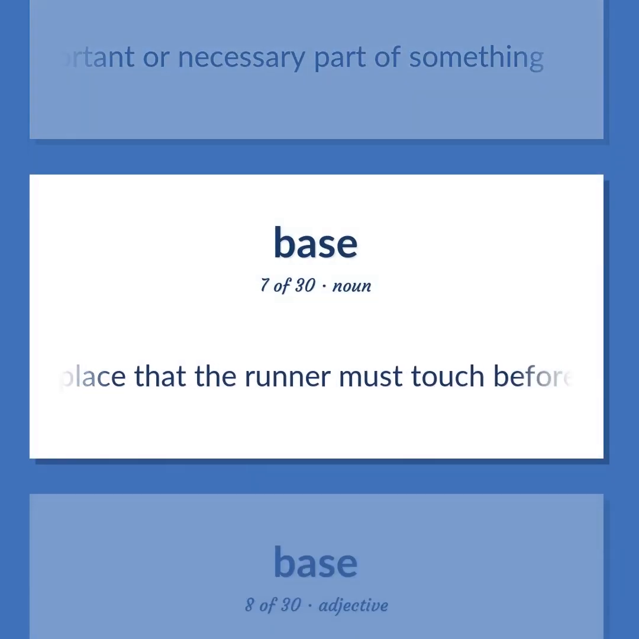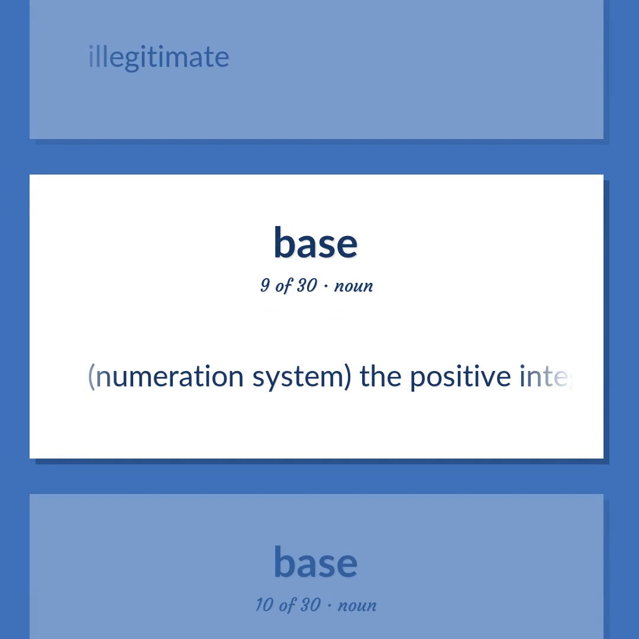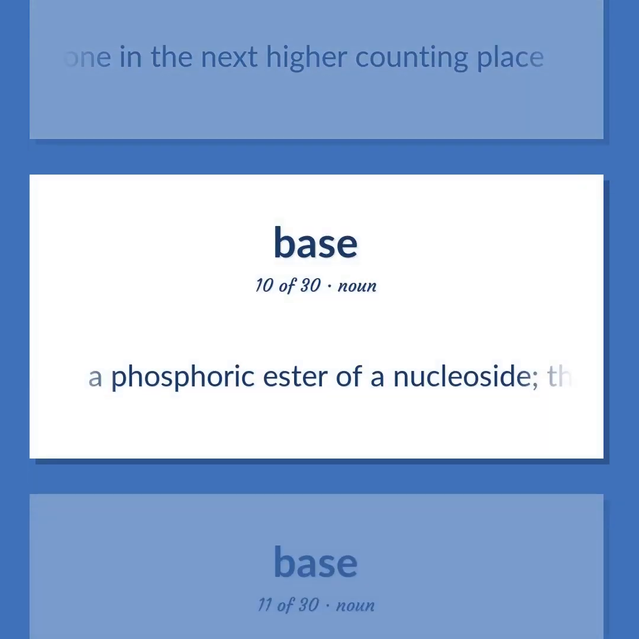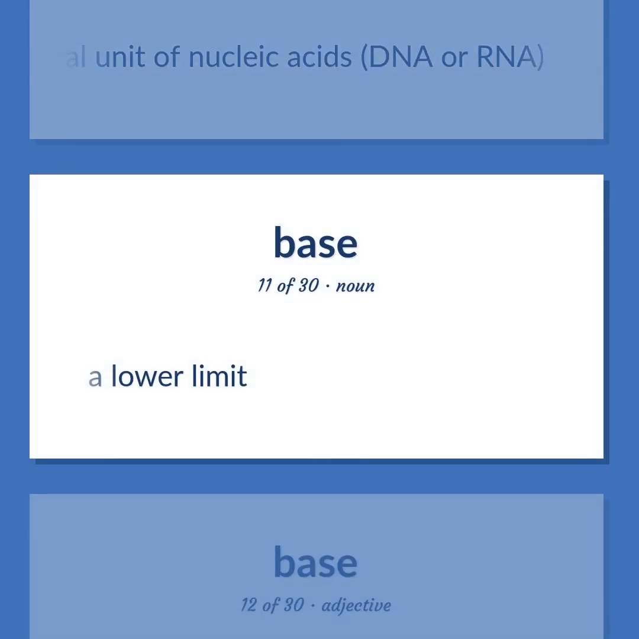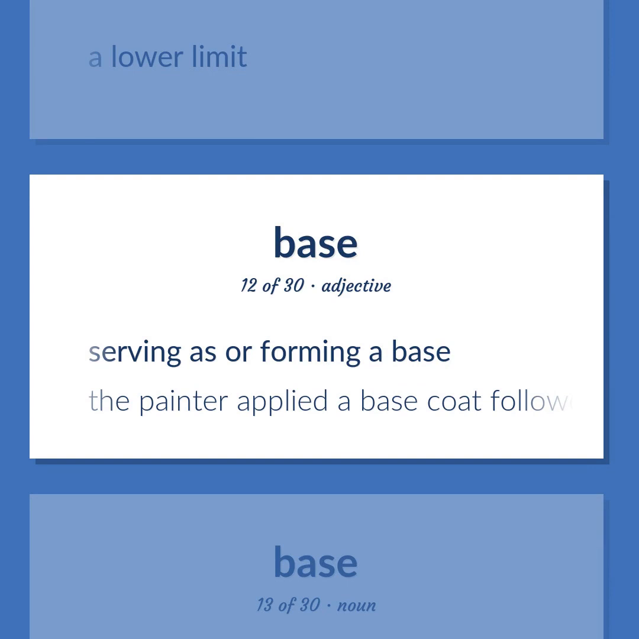A place that the runner must touch before scoring. Illegitimate. Numeration system, the positive integer that is equivalent to 1 in the next higher counting place. A phosphoric ester of a nucleoside, the basic structural unit of nucleic acids, DNA or RNA. A lower limit. Serving as or forming a base. The painter applied a base coat followed by 2 finishing coats.